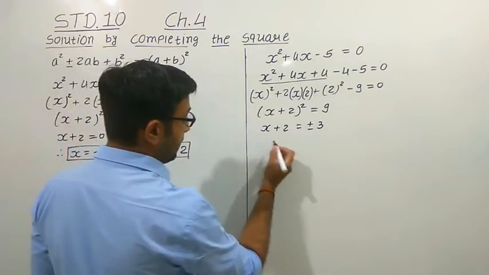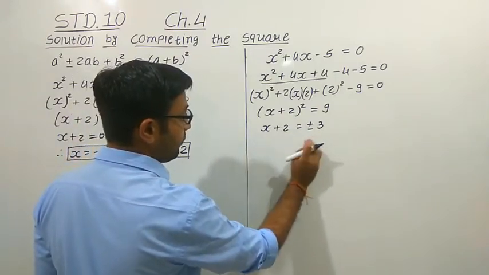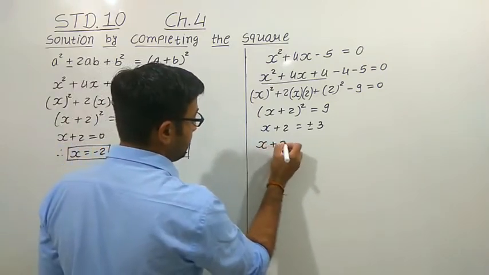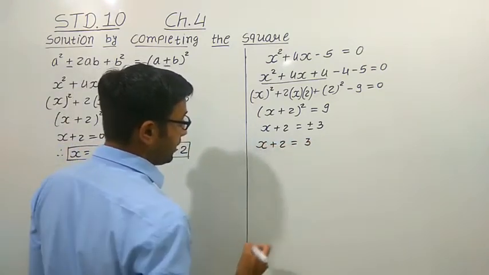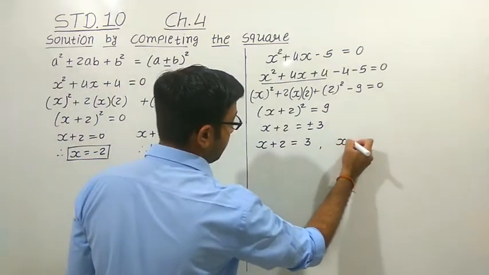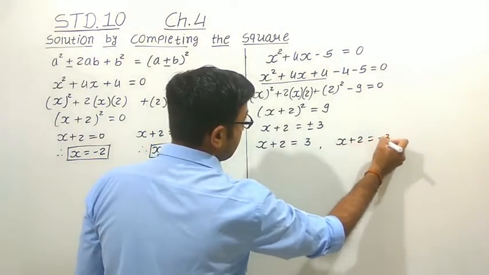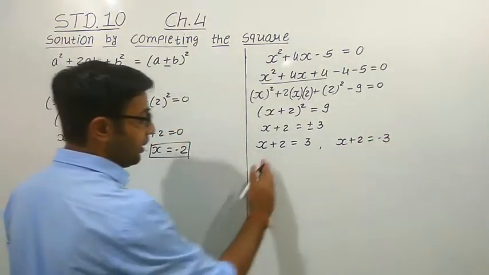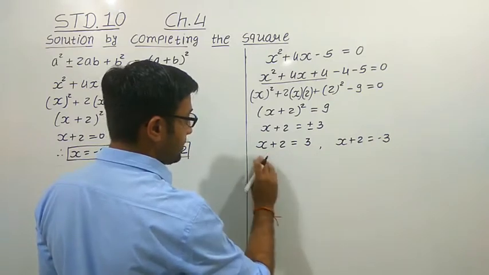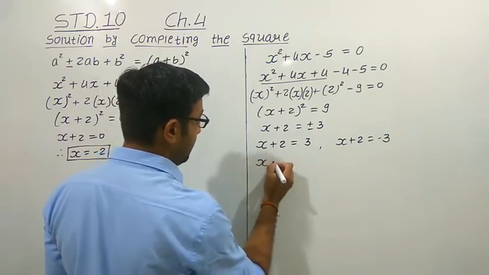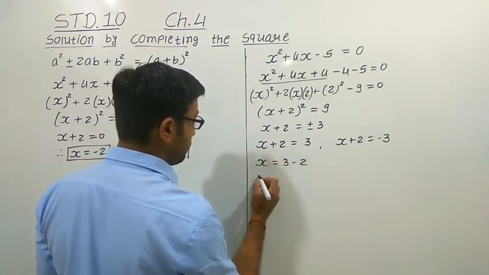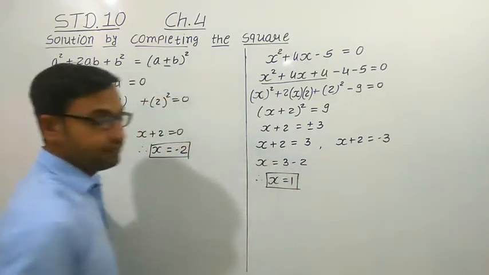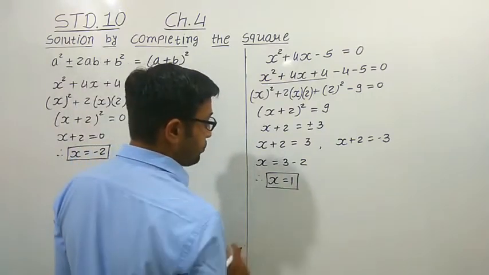Now we can compare the left-hand side with the right-hand side value, first with plus 3 and then with minus 3. So here we can write x plus 2 is equal to positive 3, and in the second case x plus 2 is equal to negative 3. Now take this 2 to the right-hand side to find the value of x. So we get x is equal to 3 minus 2, and therefore x is equal to 1. So this will be our first solution.